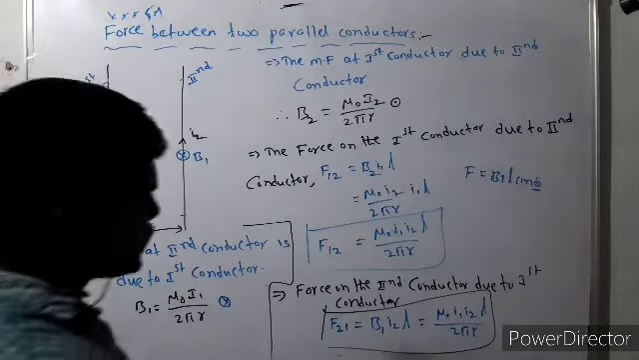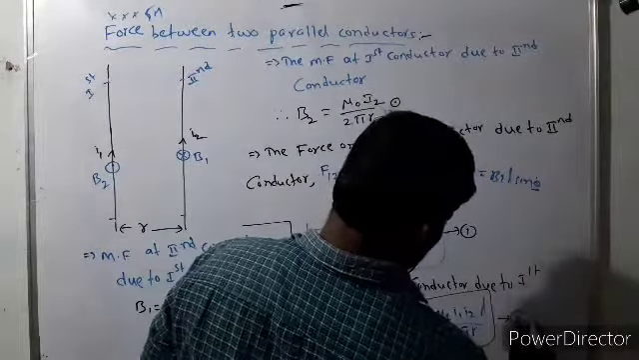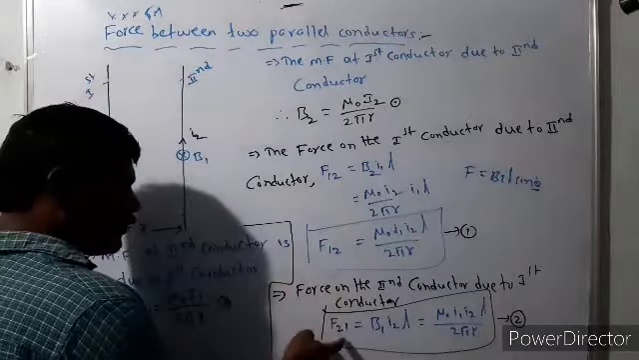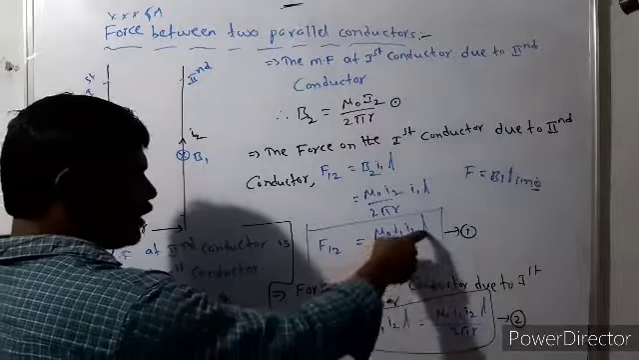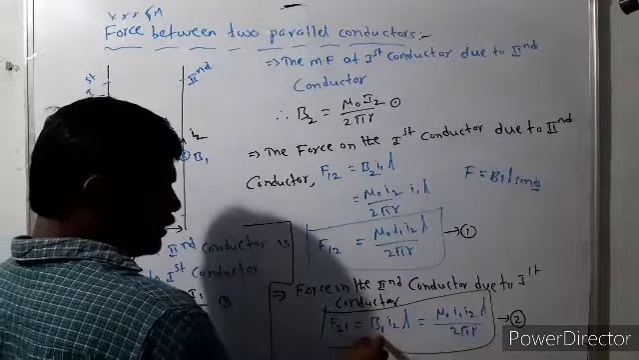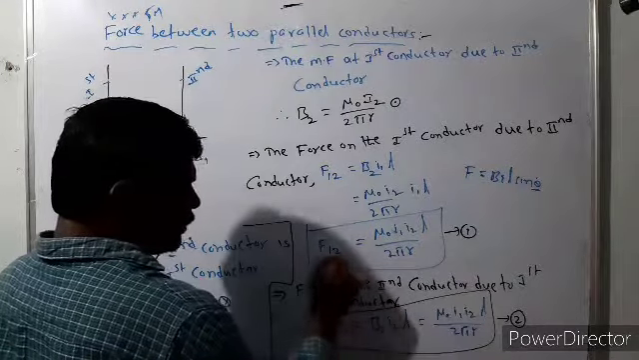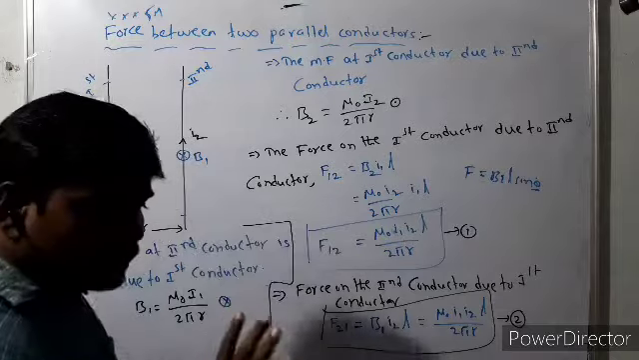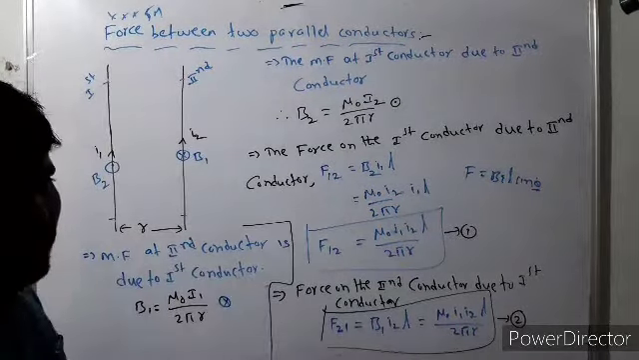Okay. If we observe these two, consider this equation 1, consider this equation 2. If you observe these two, the force on the first conductor F12 and the force on the second conductor F21 are numerically equal: mu naught I1 I2 L by 2 pi r. If you substitute the B1 value here, you can get the same: mu naught I1 I2 L by 2 pi r. Means the force on the first conductor and the force on the second conductor are the same. Means the same amount of force acts on the two conductors.